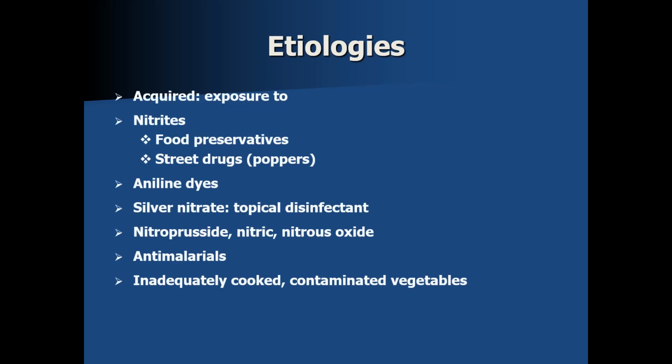One could also acquire methemoglobinemia through exposure to silver nitrate, which is a topical disinfectant, exposure to nitroprusside or nipride, as well as nitric and nitrous oxide. Also, exposure to antimalarials such as primaquine and inadequately cooked contaminated vegetables. Exposure to any of these can cause methemoglobinemia in some individuals.